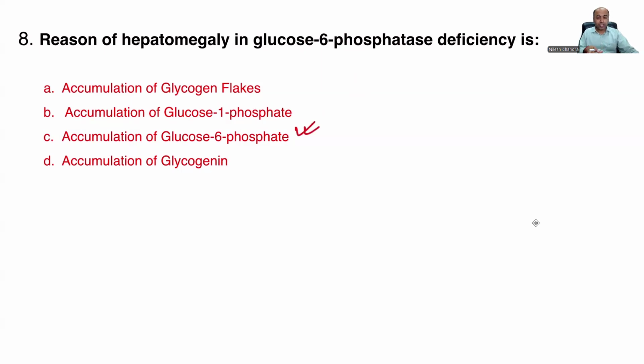Okay. We'll again talk about the different glycogen storage disorders, which enzyme is deficient in which condition. That part we'll discuss later. Obviously, glucose 6 phosphatase deficiency is known as von Gierke's disease. This is the type 1 glycogen storage disorder.